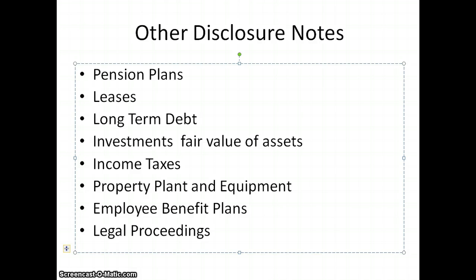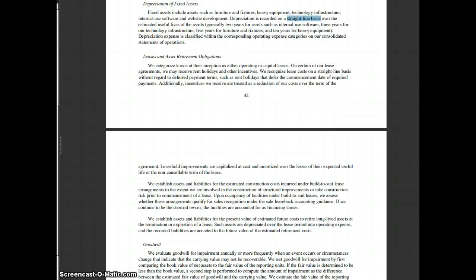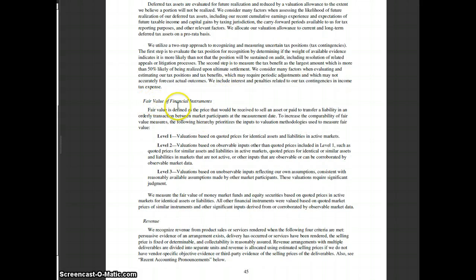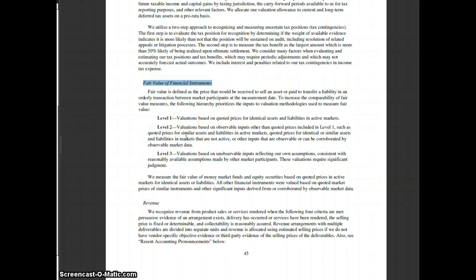And if we just go back again to Amazon's financial statement, I'm going to go to page 53, and we can see here we talk about the fair value of financial instruments. It says fair value is defined as a price to be received to sell an asset or transfer a liability in an orderly market. So they can talk about their 3 levels of valuation and how they are taking care of their assets.